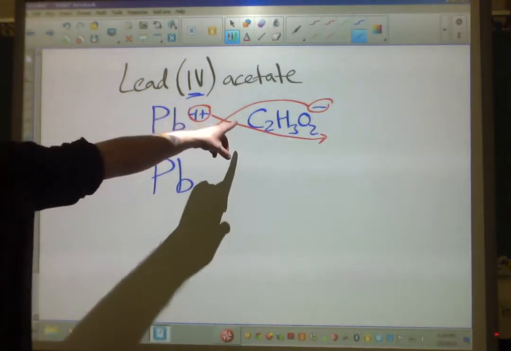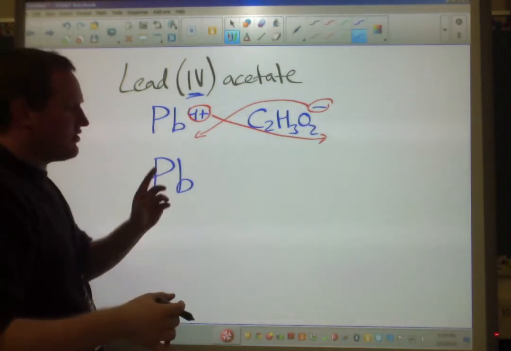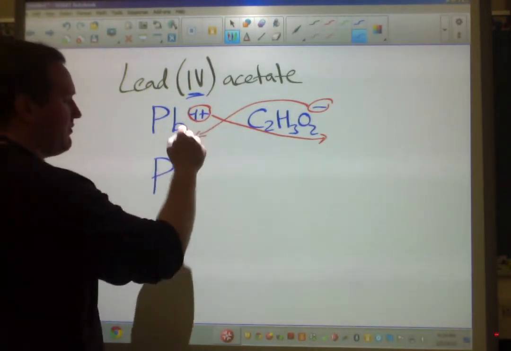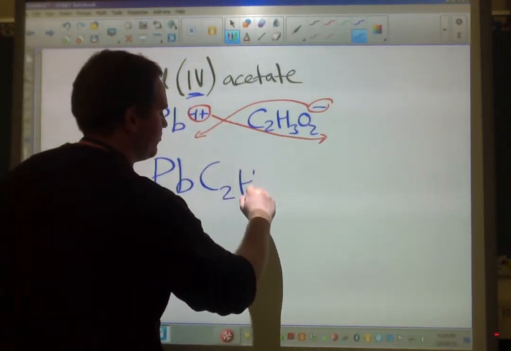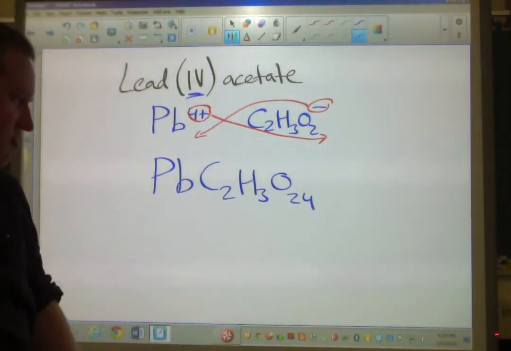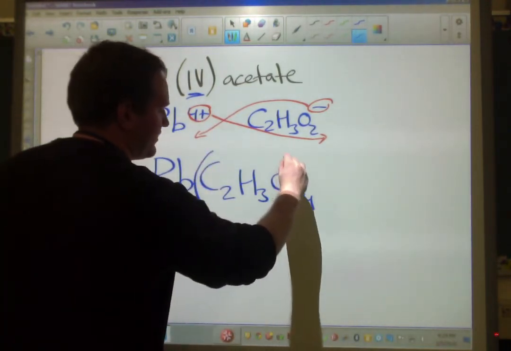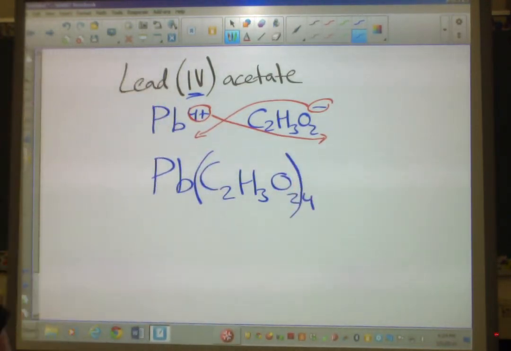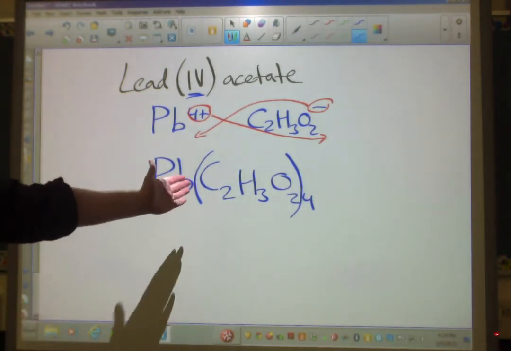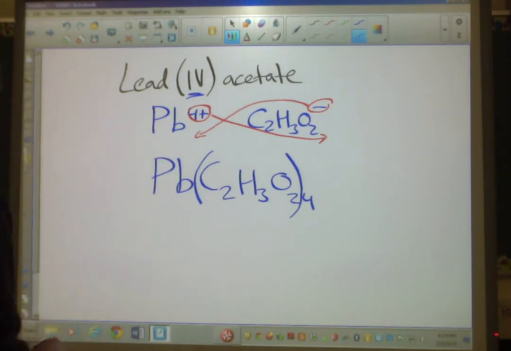Now, if I want to write 4 acetates, I need to use parentheses. Here's what it would look like if I didn't. If I just put my C2H3O2 4, this looks like 24 oxygens. That's not right. I'm showing you that I have 4 acetates, so I need to use parentheses around the acetate to show that. So it's Pb C2H3O2 parentheses 4.